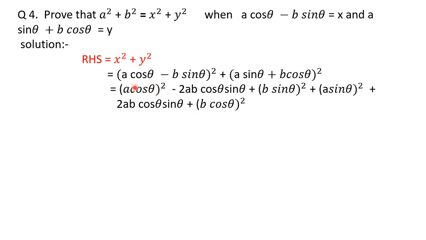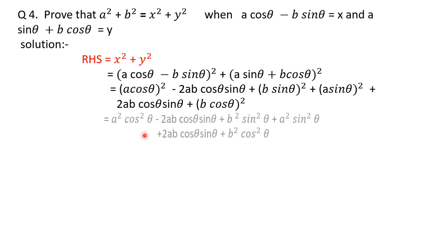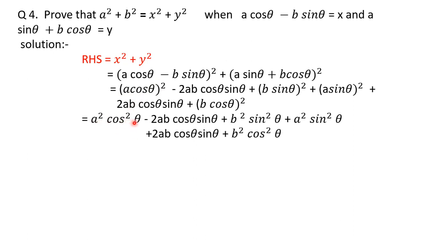Now again these two terms we can write separately with the power. So it will become a square cos square theta minus 2ab cos theta into sin theta plus b square sin square theta, plus a square into sin square theta plus 2ab cos theta into sin theta, and again this b cos theta whole square can be written as b square into cos square theta. Now here we observe that in the term 2ab cos theta into sin theta, one is negative and one is positive, so both will be cancelled out.